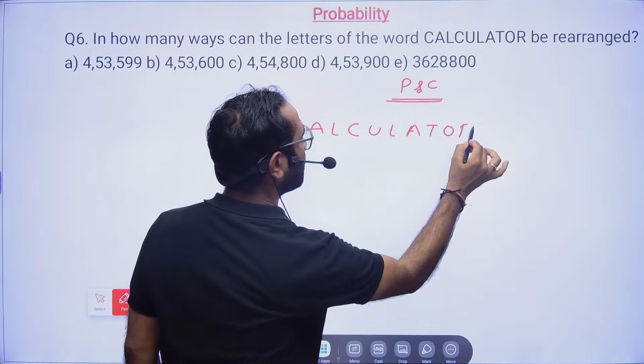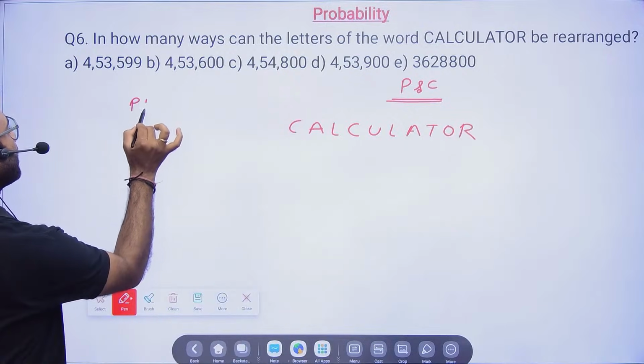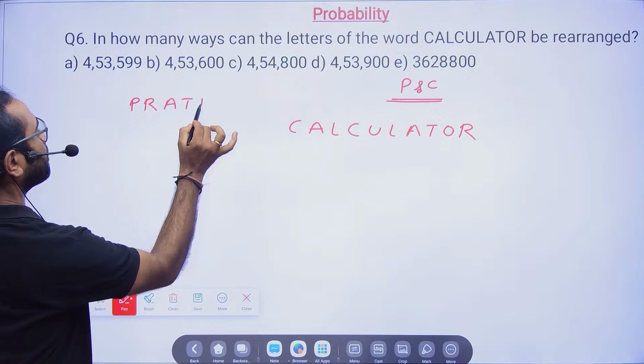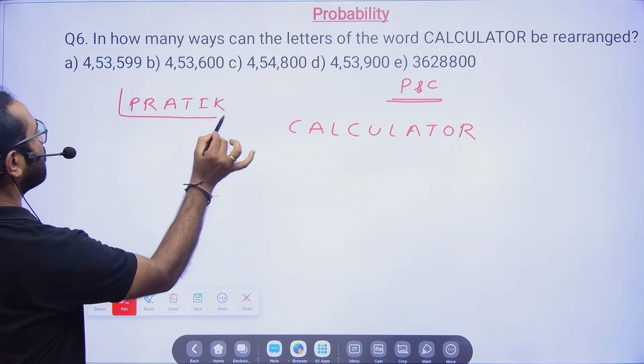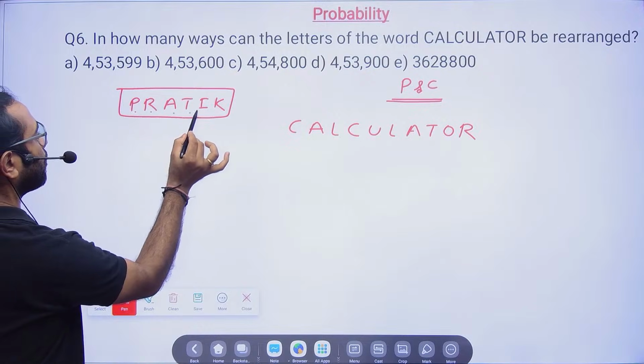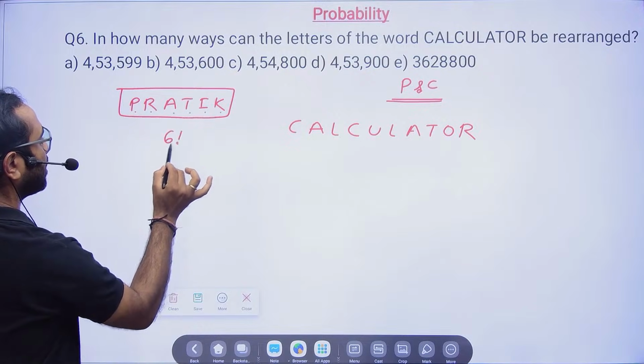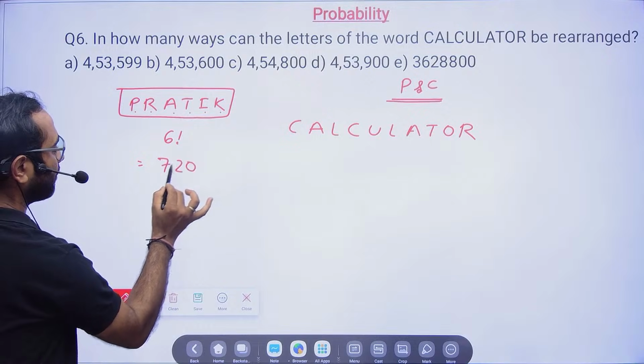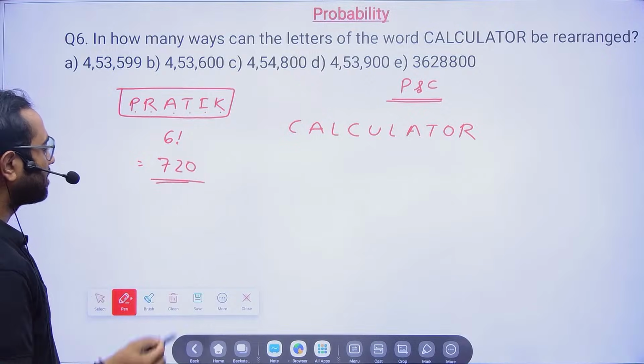Calculator. Now if I ask you, in how many ways can the letters of the word PRATIK be arranged? 1, 2, 3, 4, 5, 6. So it is 6 factorial. All the letters are different, so it can be arranged in 720 ways.